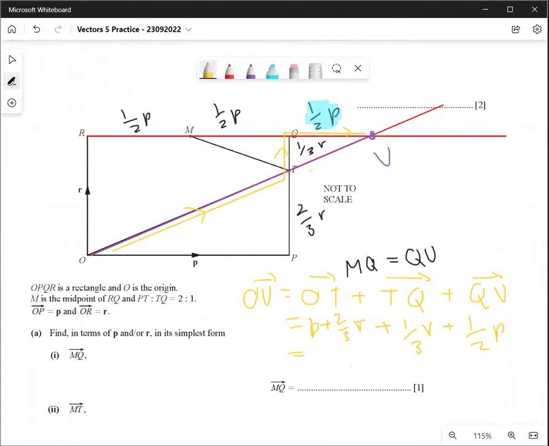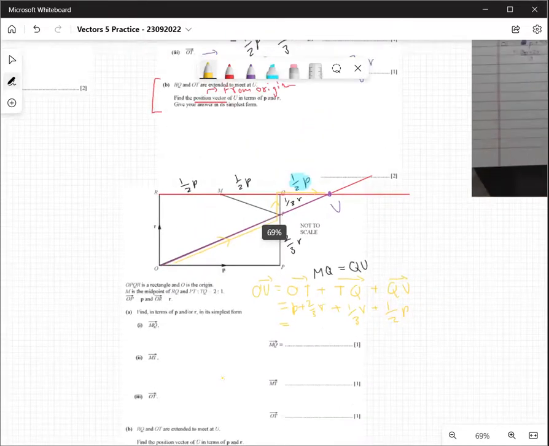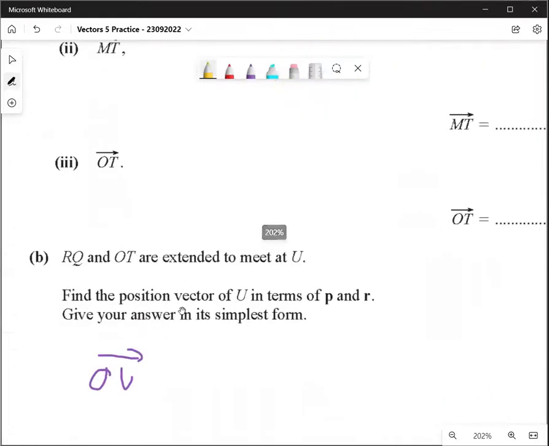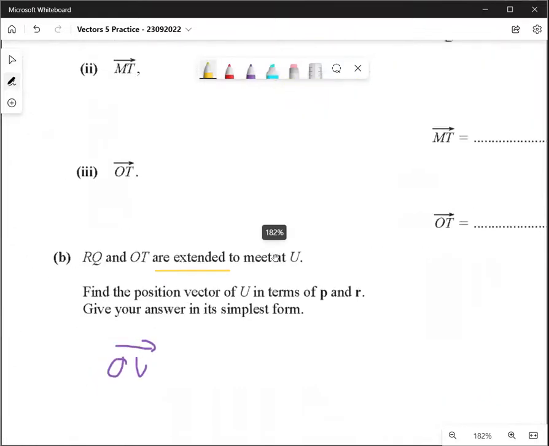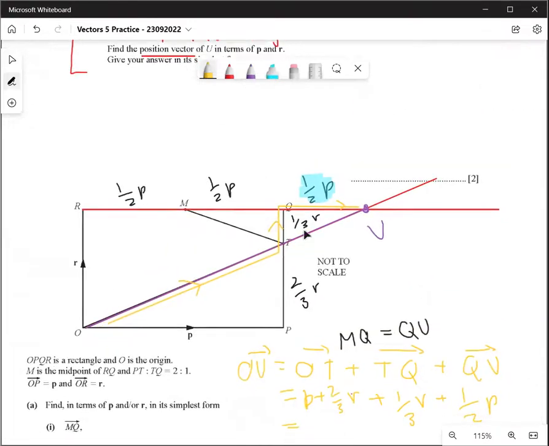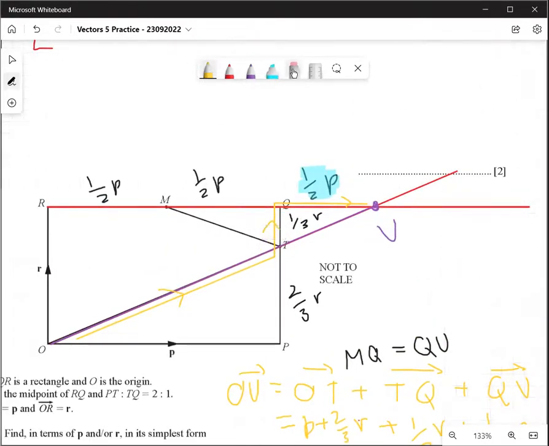Okay, but how do you know? Read the question. The question tells us that they are extended to meet at U. Okay, let me do the explaining now. Now, Manvi, listen. We have to find OU. And what is this point U? U is when I extend RQ and OT, they will meet at a point called U. Is that clear? So you have to extend it yourself with a pencil, with a scale, in a straight line. And after you extend it, you will realize that MQ and QU are exactly the same length.